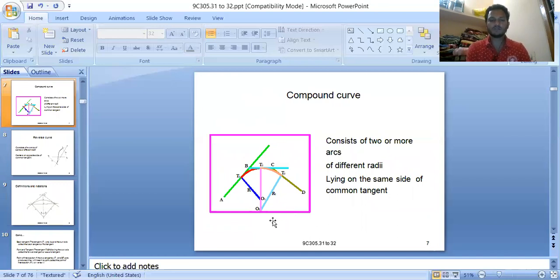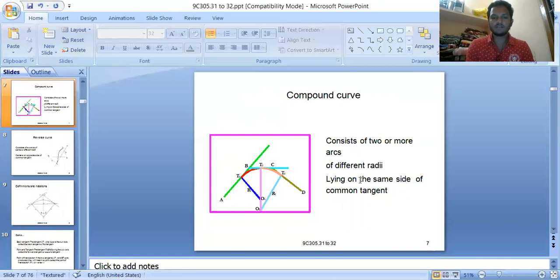This diagram shows an example for a compound curve. Here we can observe there are two arcs. This is the first one, then this is the second one. We have differentiated the two arcs with different colors so that we will understand easily. In a compound curve we have two or more arcs. I have shown an example for two arcs. The compound curve may have more arcs than two.